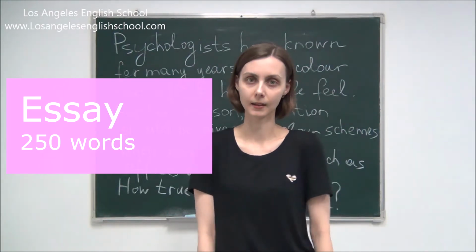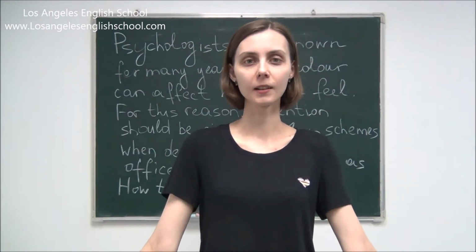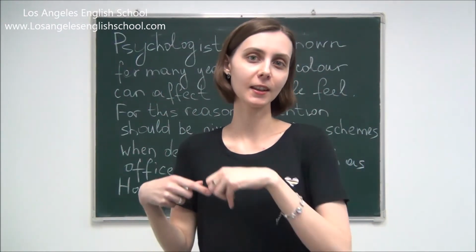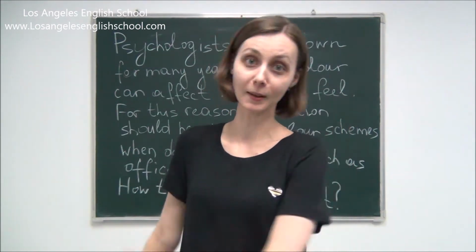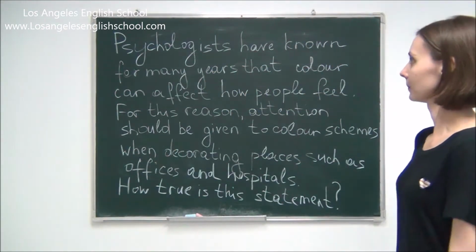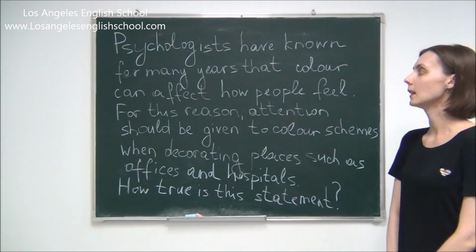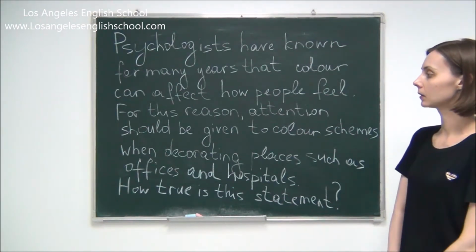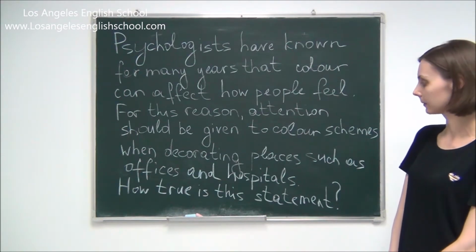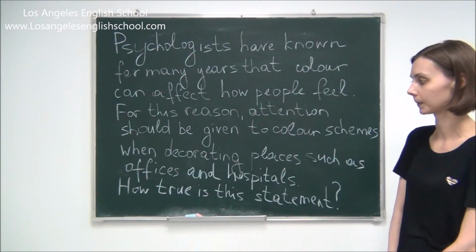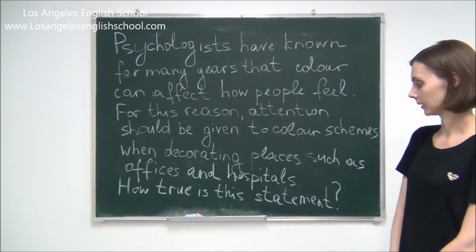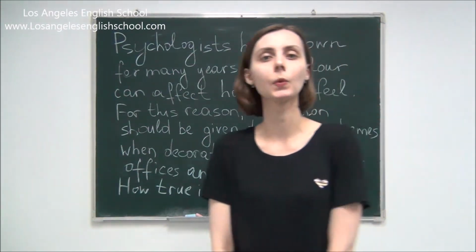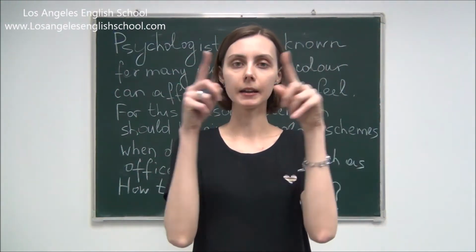How to start writing the essay? Let's imagine you're on your IELTS exam and you get a task sheet. What can you see in your task sheet? For example, let's have a look. Psychologists have known for many years that color can affect how people feel. For this reason, attention should be given to color schemes when decorating places such as offices and hospitals. How true is this statement? So this is what you see on your task sheet.